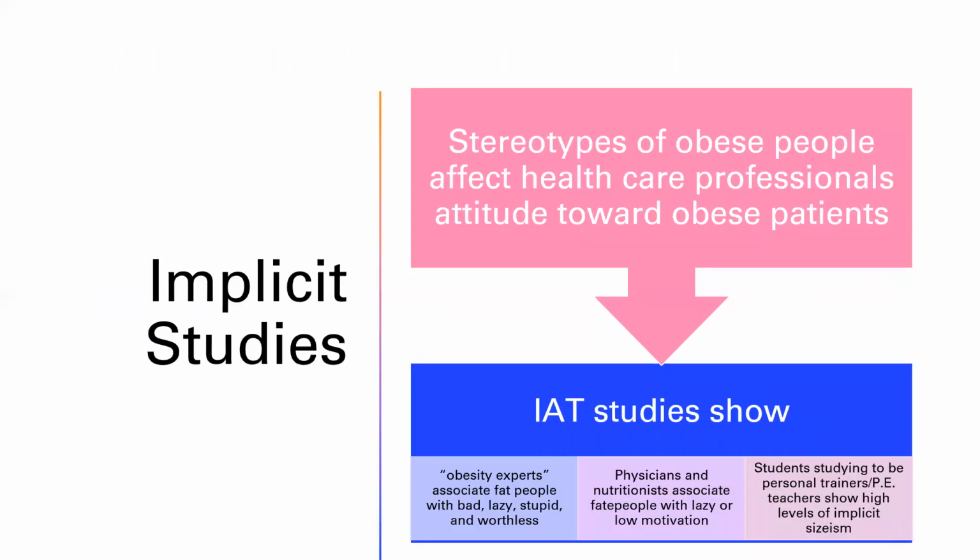So what have we found? What we have found is that the stereotypes of obese folks impact healthcare professionals' attitudes towards obese patients. So hold on, because this is a really, really big deal, right? These studies show that these experts associate fat people with being lazy, being bad, being stupid, and being worthless. When we look at physicians and nutritionists, they associate fat people with being lazy or having low motivation.